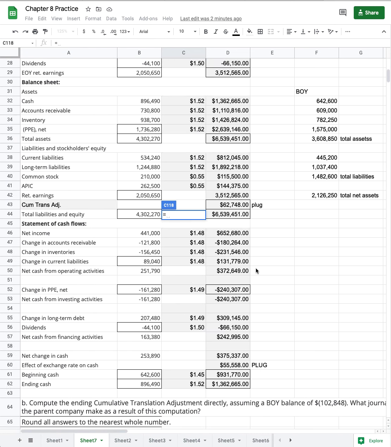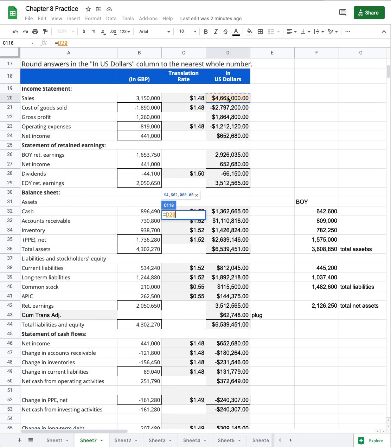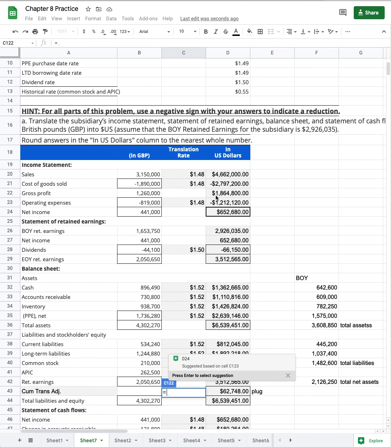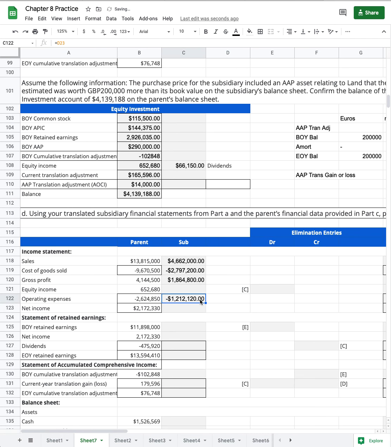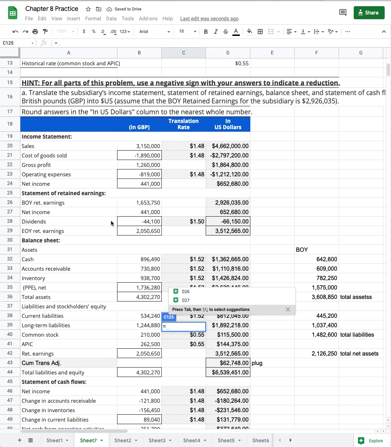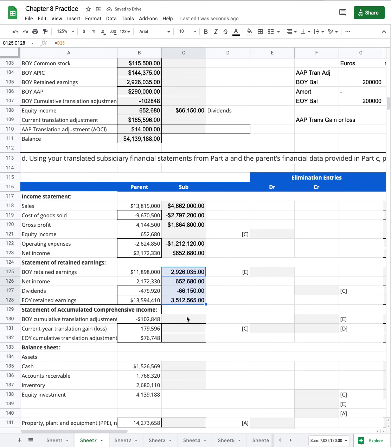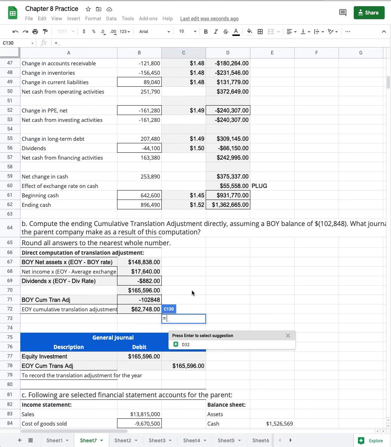So we're just pulling now the US dollar of these things. So our sales, cost of goods sold, gross profit, then our operating expenses, okay, then we'll come to the statement of retained earnings and pull that down. And our comprehensive income.